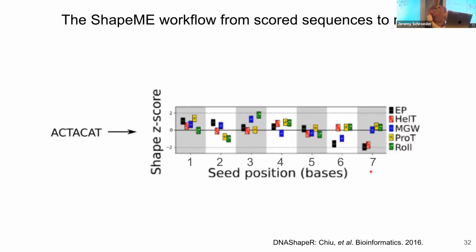And I know the resolution isn't great on this, but we have the colors so you can kind of tease apart which icon belongs to which shape parameter. So for each position, we have each of those 5 shape parameters. And each one has a value on the y-axis, of course. So that's how we convert these sequences to what I'm calling shape seeds of a specific width.